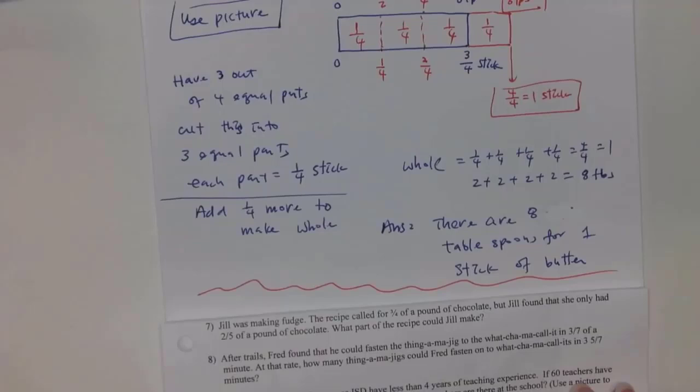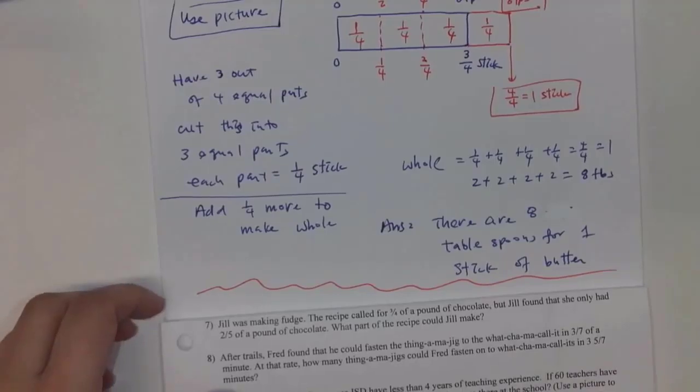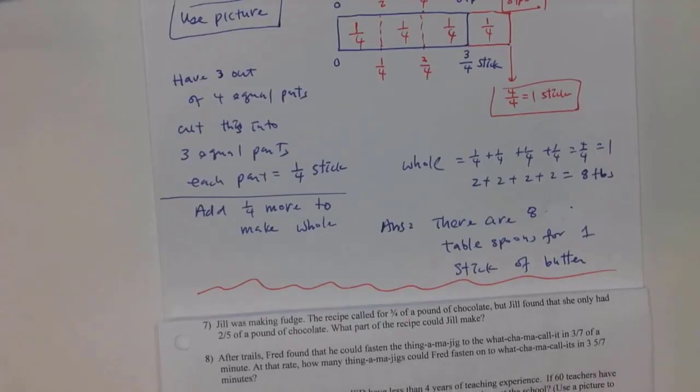Number 7 says Jill was making fudge. The recipe called for 3/4 of a pound of chocolate. But Jill found that she only had 2/5 of a pound of chocolate. What part of the recipe could she make? Sounds complicated, right? People were like, she should just go shopping, buy more chocolate. That would be problem-solving skills, but that's not what they asked here. So let's just write down what we know first and see if that helps us figure it out.